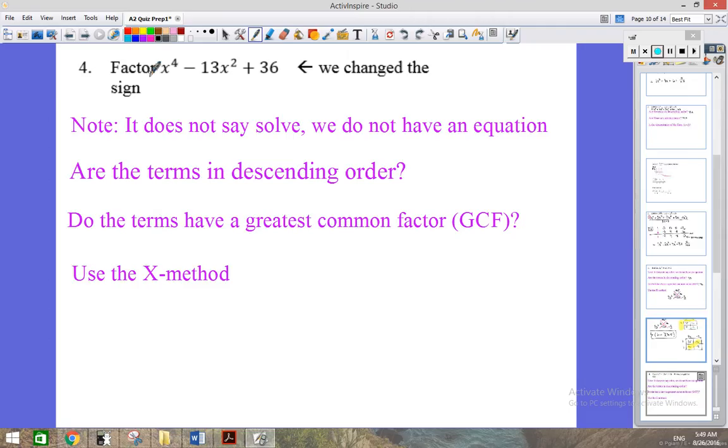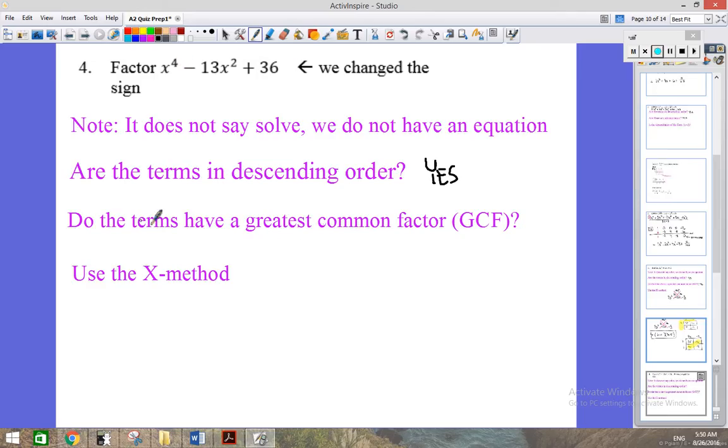All right, again, we don't have an equation. It does not say solve. It says factor. So I can't tell people what the value of x is. Are the terms in descending order? It's x to the 4th, and then I am missing a cube term, I don't have an x cubed. I have an x squared. I don't have an x. The terms are in descending order though. It is going 4, 2, none.